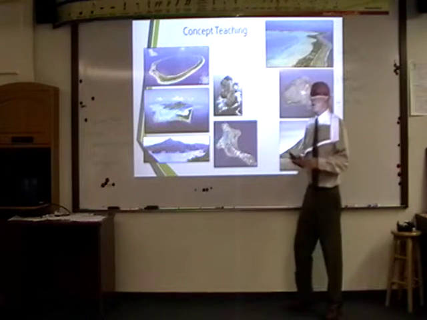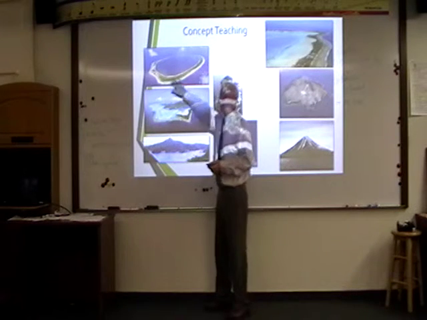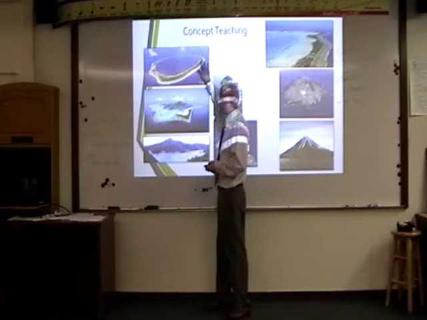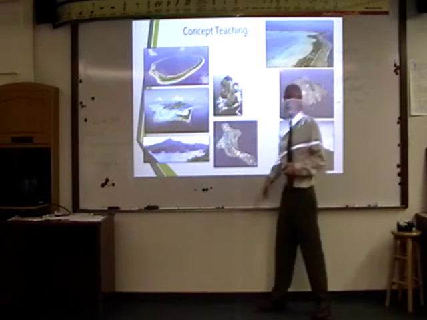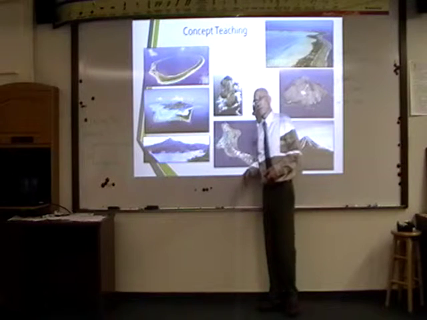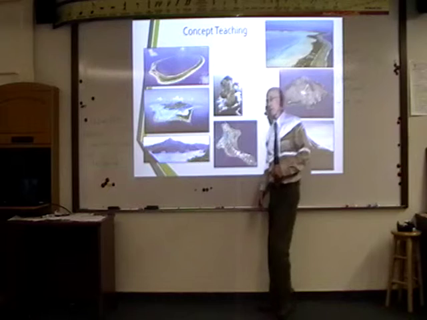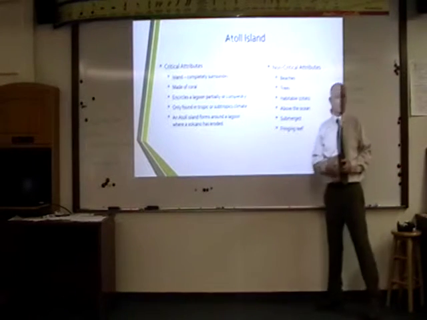So, if an island is surrounded by water, but it's flat, does that mean it's an atoll? No. One critical attribute of an atoll is that it's made out of coral. It's coral, not volcanic rock. So here are some critical and non-critical attributes.